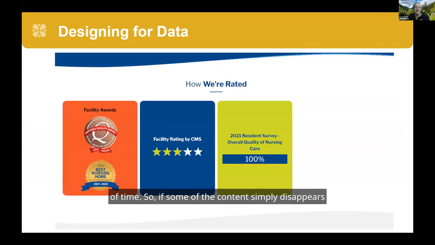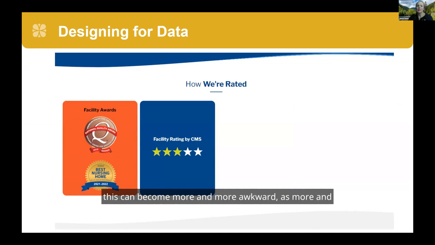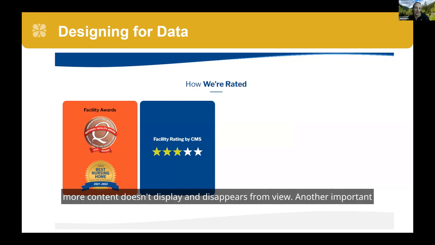So if some of the content simply disappears because it doesn't apply to that location, it can leave an awkward spacing and make the user feel like something is missing or like something didn't get loaded correctly. And this can become more and more awkward as more and more content doesn't display and disappears from view.